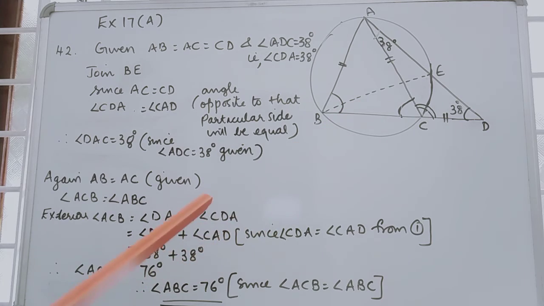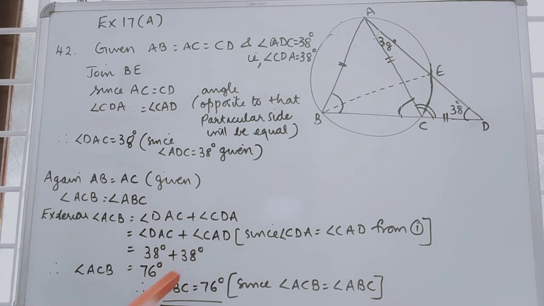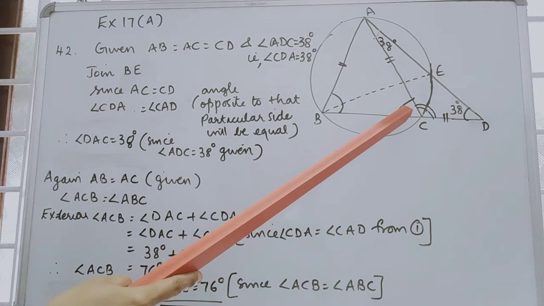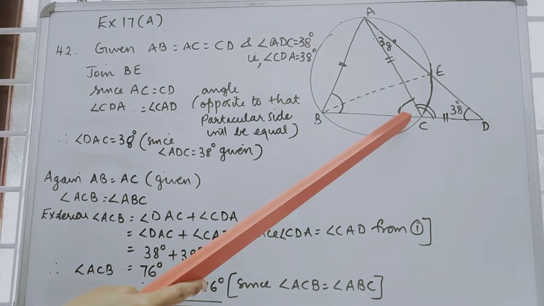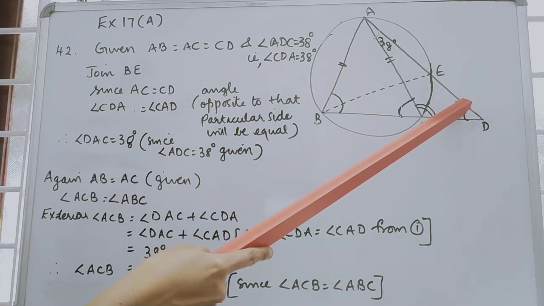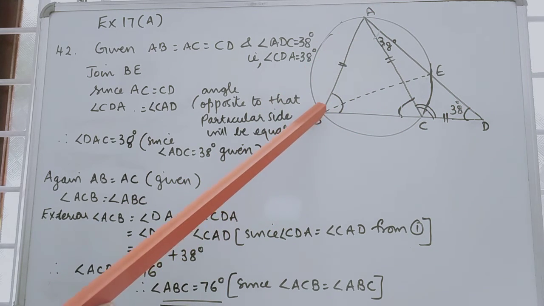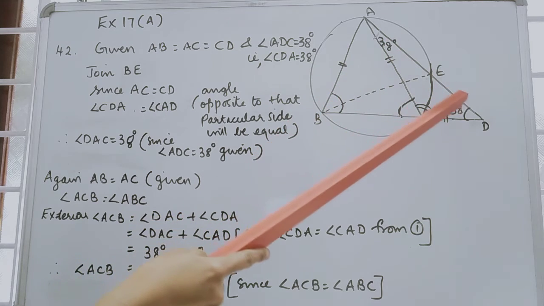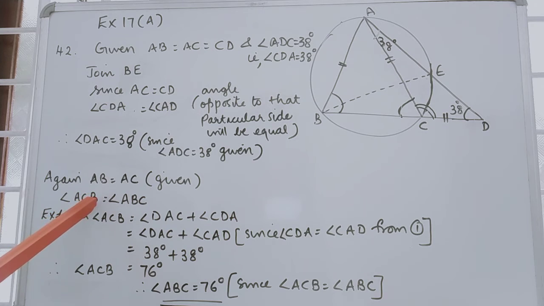Once again, consider this triangle. I am discussing the first part once again. ACB will be the sum of 38 and 38. 38 plus 38 is equal to ACB. So ACB we will get as 76 degree. ACB is the same as ABC, so we can write ABC is equal to 76. That is the first part. Next we want to do the second part.